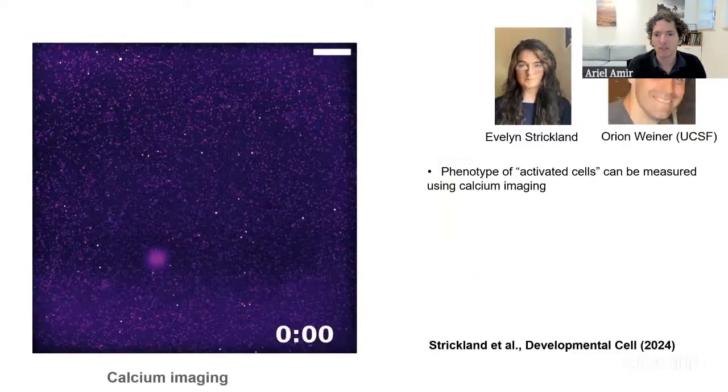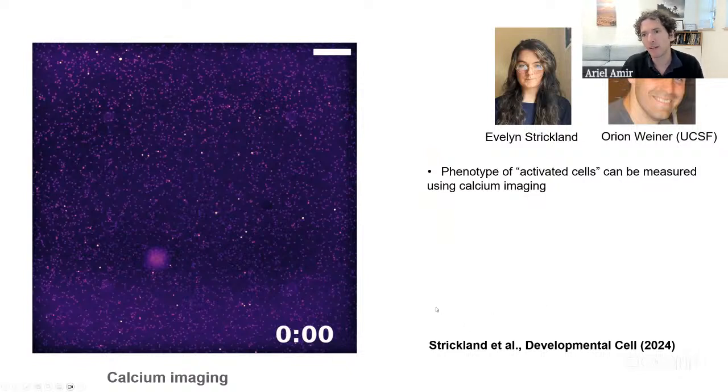All right, so in the last few minutes, I want to talk about recent experimental work. This is work done in collaboration both with Daniel Irimia's group at Harvard Medical School and also with Orion Weiner's group at UCSF. And inspired by this theory, they set out to check more directly the properties of these traveling waves.